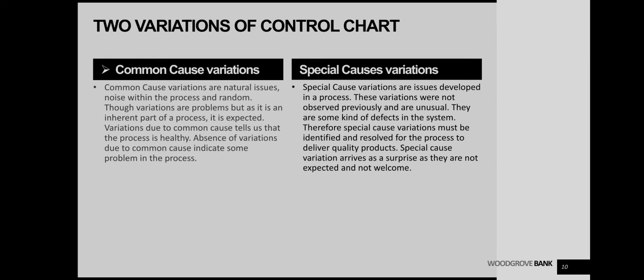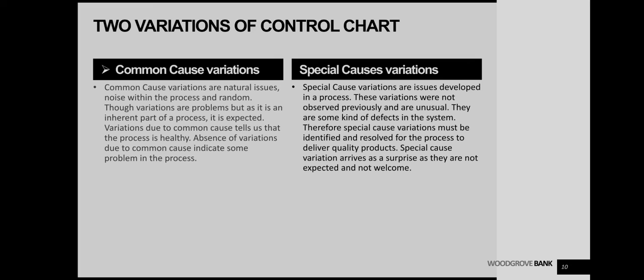Variation due to common cause tells us that the process is healthy; absence of variation due to common cause indicates some problem in the process. For example is vibration in industrial processes, ambient temperature or humidity, or normal wear and tear.